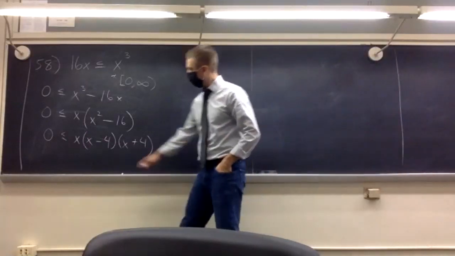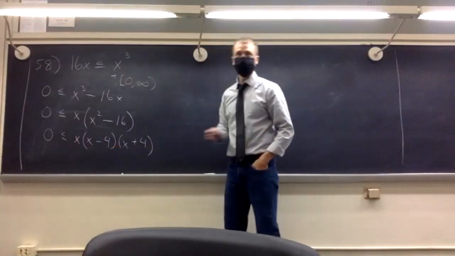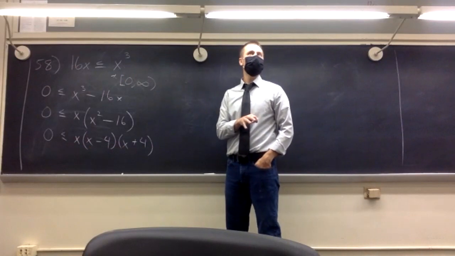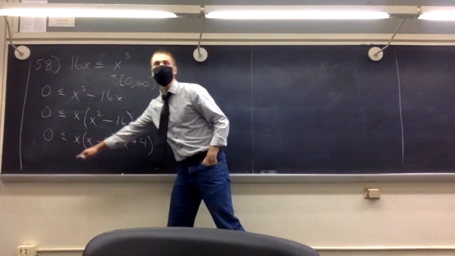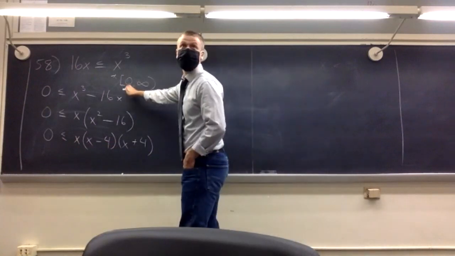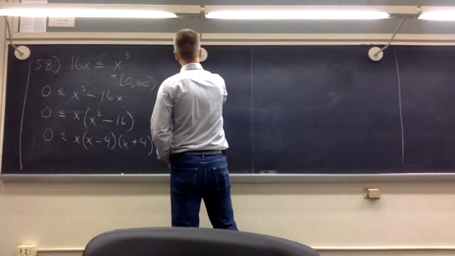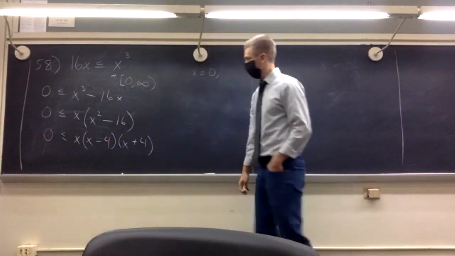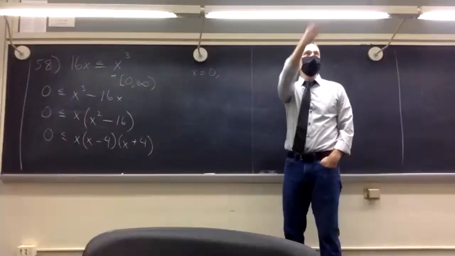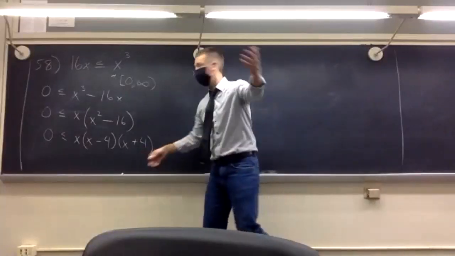Okay, let's look at each of these factors first. Where is each factor zero? Where is this factor zero? Zero. That's where this comes from. So when x equals zero, we have a zero factor. How about this? Positive 4, and this one you said minus 4 as well.